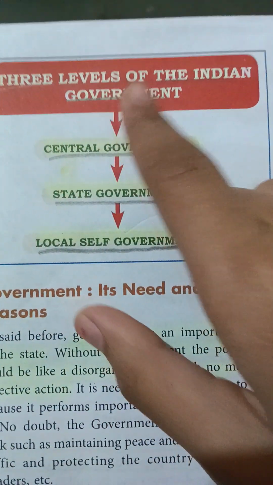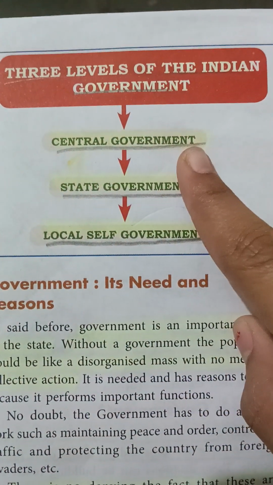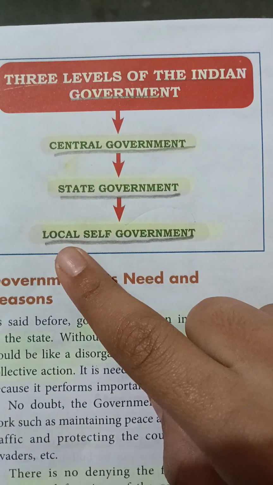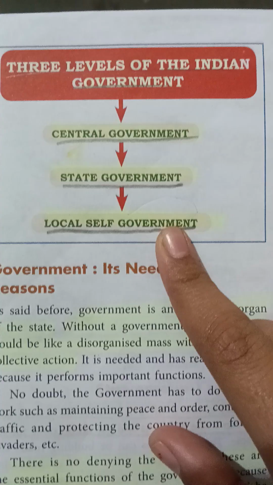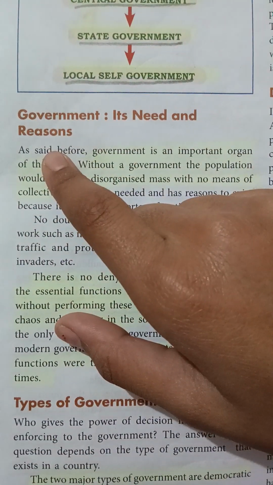There are three levels of the Indian government. First one is central government. Second one is state government. Third one is local self government. Then, government: its need and reasons.